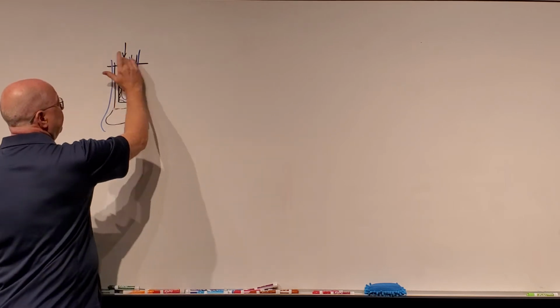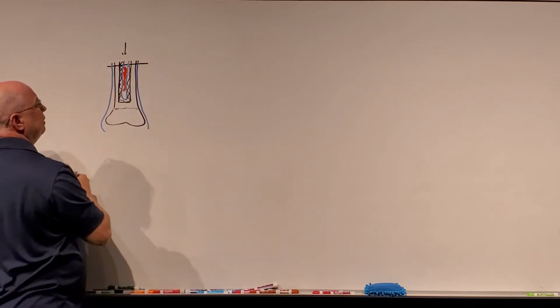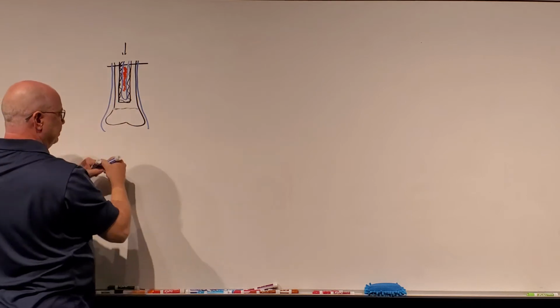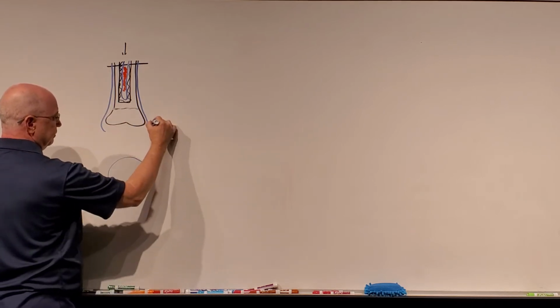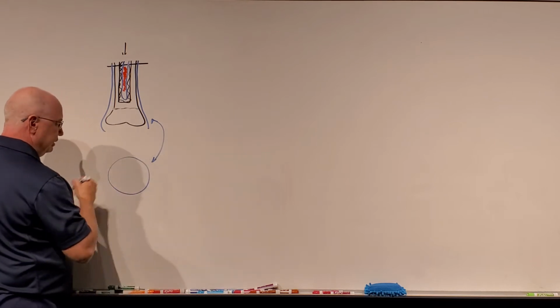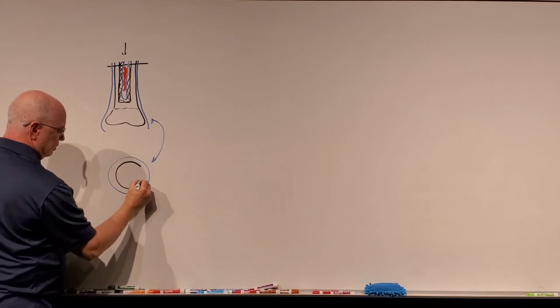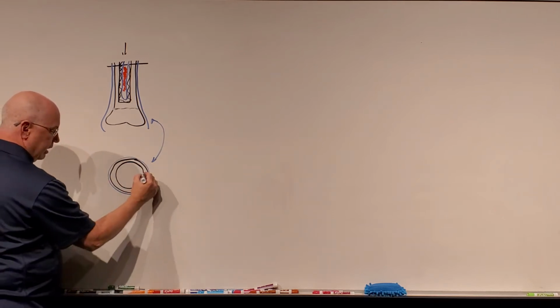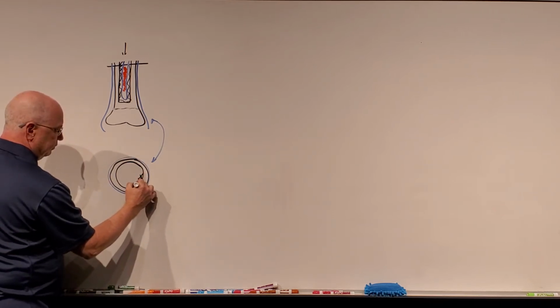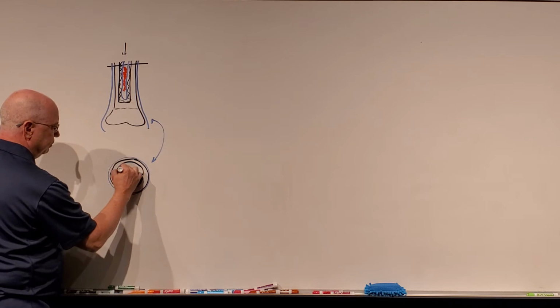Now, if I were to cut across this and look down on it, what I would see is this. I would see a ring of periosteum. I would see a wall of compact bone, and then I would see little ridges of spongy bone on the inside.